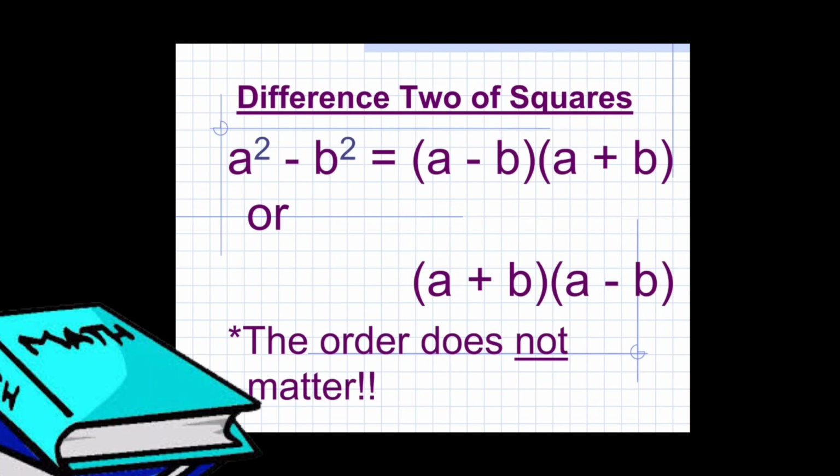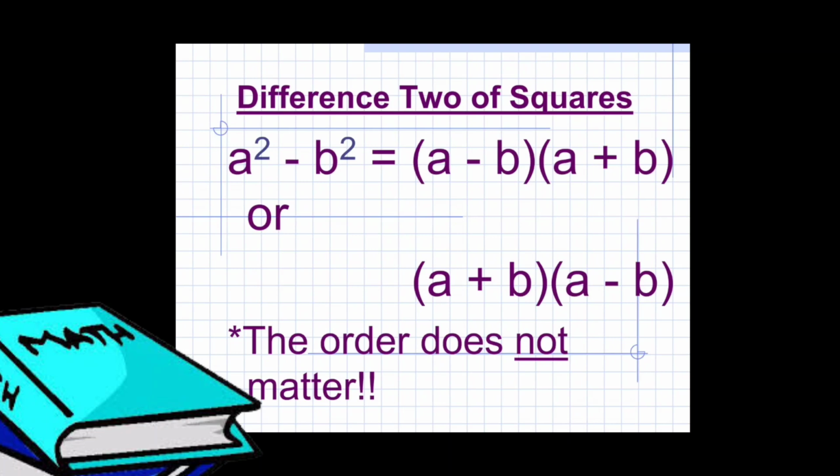Whenever you have a binomial with each term being squared, having an exponent of 2, and they have subtraction as a middle sign, you are guaranteed to have the case of difference of two squares. So the formula here should provide an understanding of this concept. We have a squared minus b squared, which has an exponent of 2, and the middle operation is subtraction.